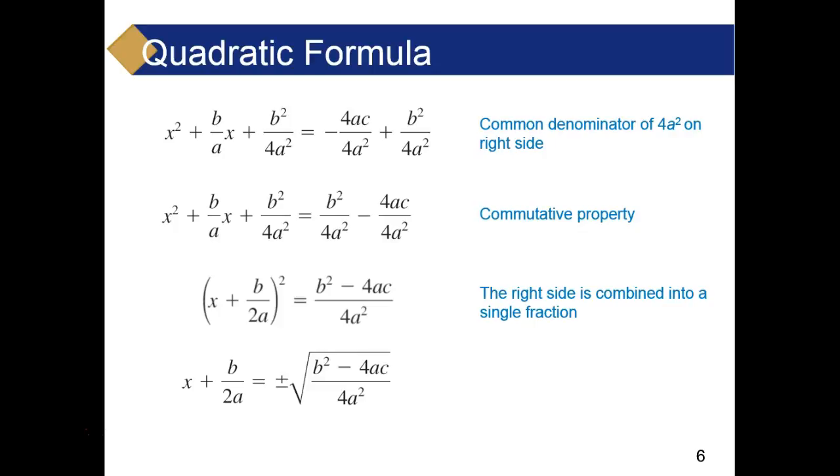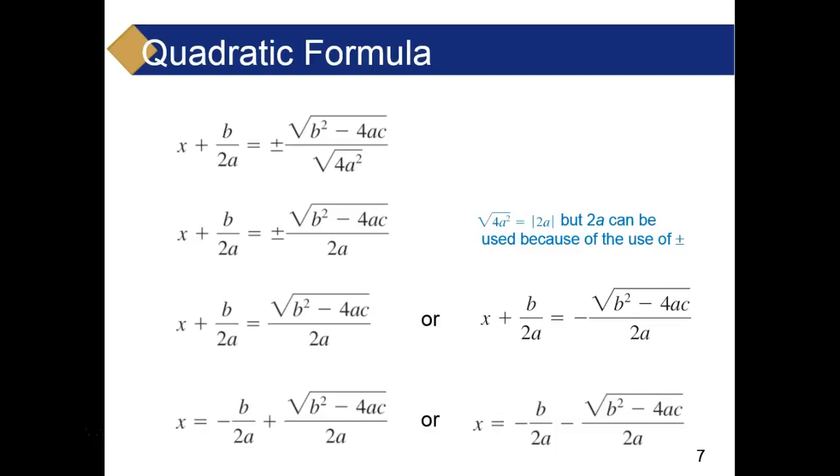Then you take the square root of both sides. That leaves you x plus b over 2a here, equals plus or minus the square root of b squared minus 4ac over 4a squared. But this 4a squared is a perfect square, so they split them up here. Then they can say that's a perfect square. So it's x plus b over 2a is equal to plus or minus the square root of b squared minus 4ac over 2a. Then they do one for the plus and one for the minus.